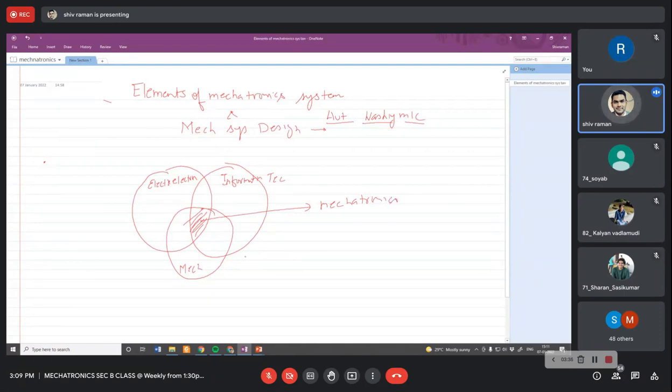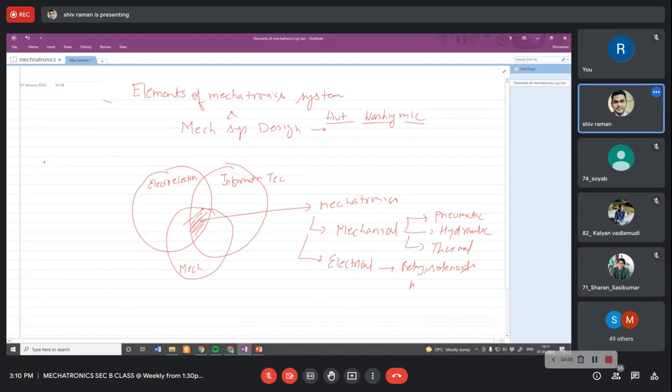So if you consider mechatronics, it consists of mechanical, and in mechanical systems you generally deal with pneumatic, hydraulic, thermal systems. Then you have electrical systems like relays, solenoids, motors.